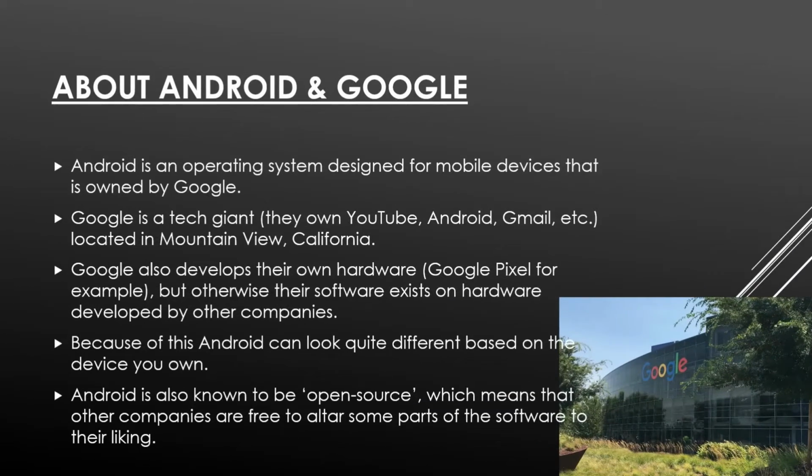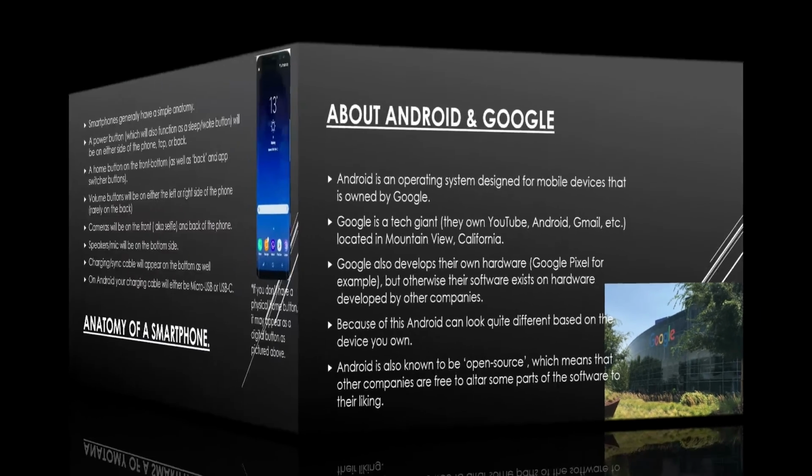Android is an operating system designed for mobile devices that is owned by Google. Google is a tech giant. They own YouTube, Android, Gmail, etc., located in Mountain View, California. Google also develops their own hardware, such as Google Pixel, but otherwise their software exists on hardware developed by other companies. Because of this, Android can look quite different based on the device you own. Android is also known to be open source, which means that other companies are free to alter some parts of the software to their liking.